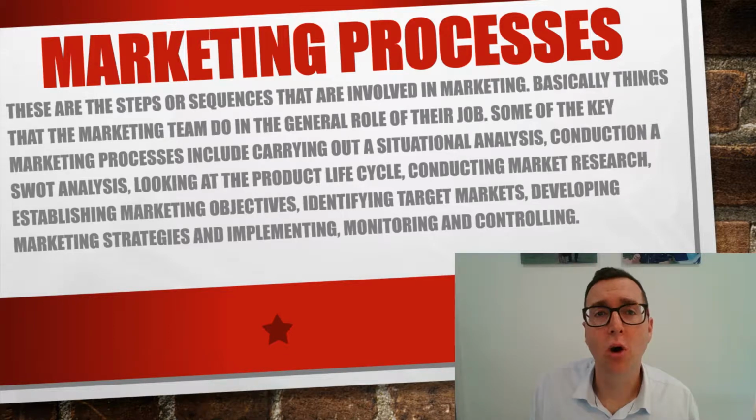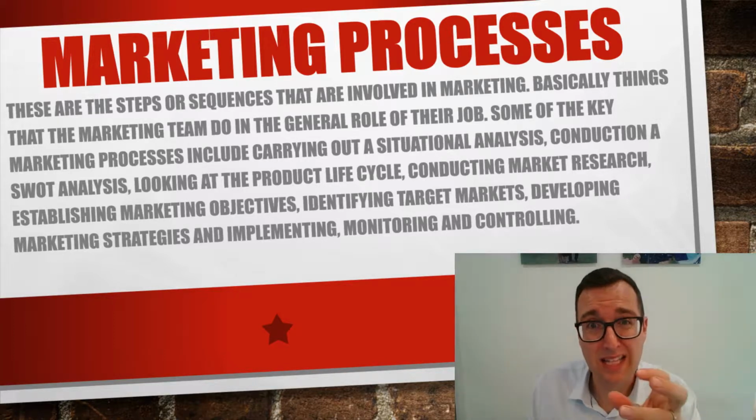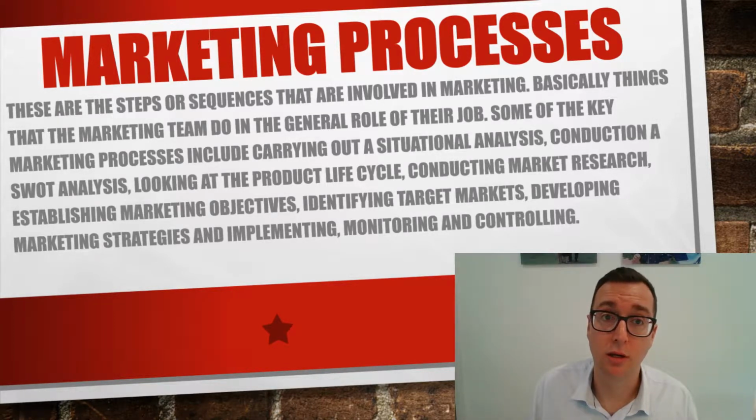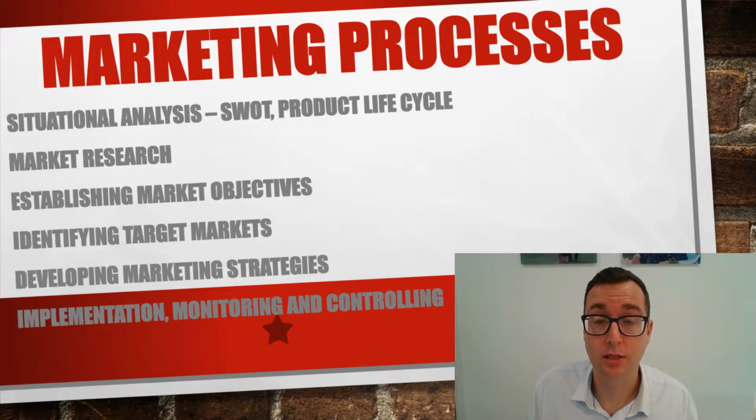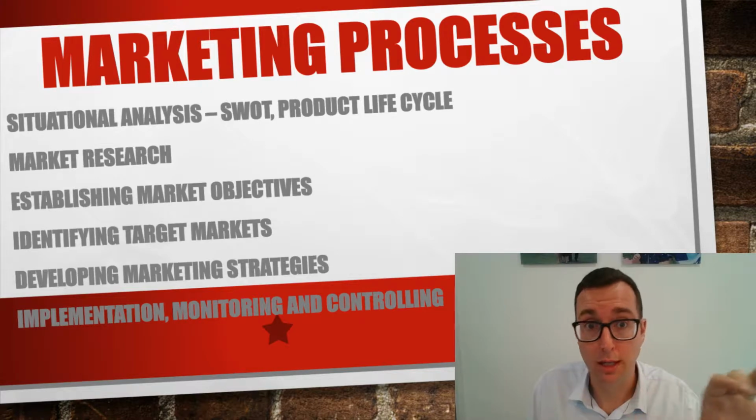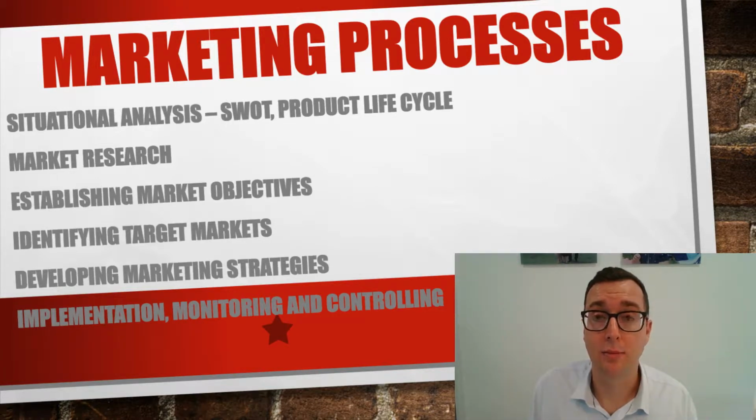All right, so what is involved in marketing processes? We've got 6 main steps. You start with getting a snapshot of how the business is traveling. That's the situational analysis. There's 2 parts to the situational analysis. You've got your SWOT, standing for strengths, weaknesses, opportunities and threats, and you have your product or business life cycle. So those 2 are the main components in that first step of the marketing processes, the situational analysis.